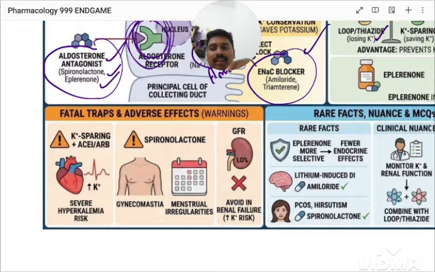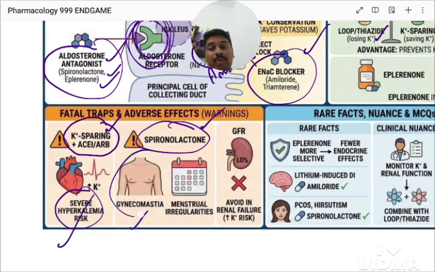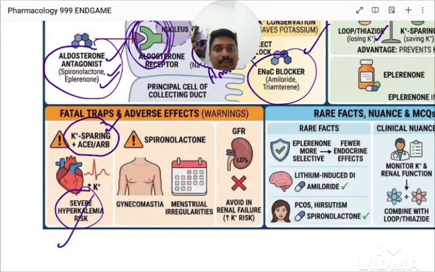Next, when there is a potassium sparing diuretic, don't combine ACE inhibitors and ARBs because it can cause severe hyperkalemia. Second, spironolactone is also known to cause gynecomastia and menstrual irregularity. This is a side effect of the potassium sparing diuretic spironolactone. So spironolactone causes gynecomastia. You will have to remember it.